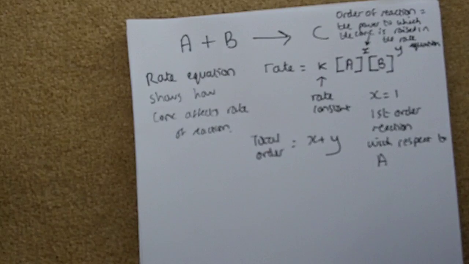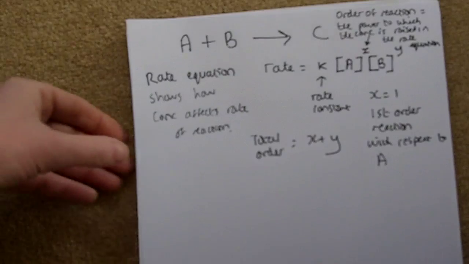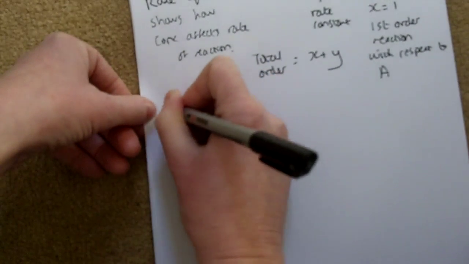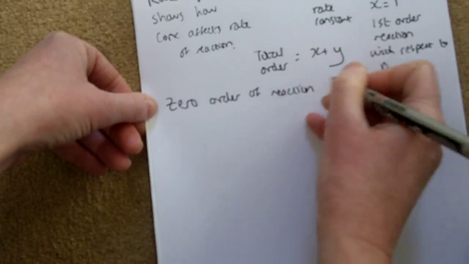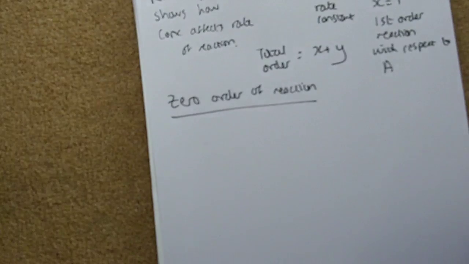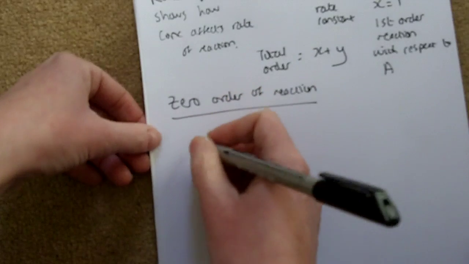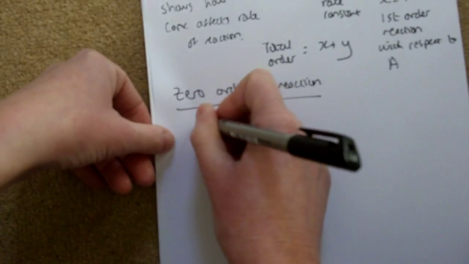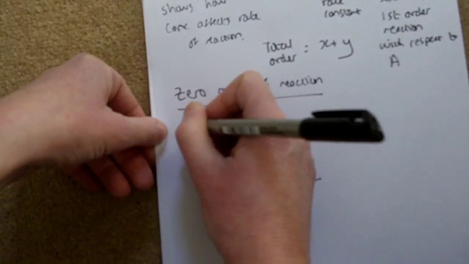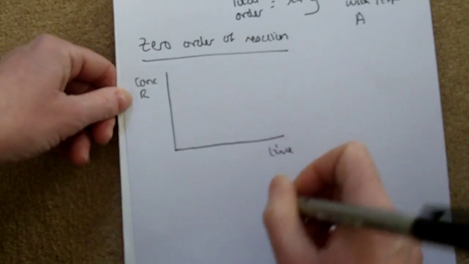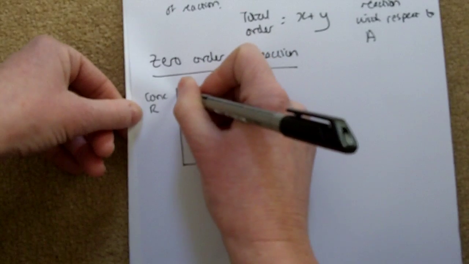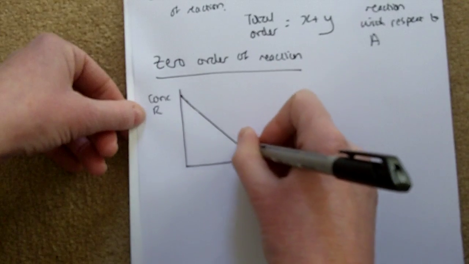Right, we need to show some examples. Let's have a go at some examples. Let's take first a 0 order reaction. If you have the concentration of the reactant against time, now it's a reactant, it's being used up, so it's just going to decrease with time.